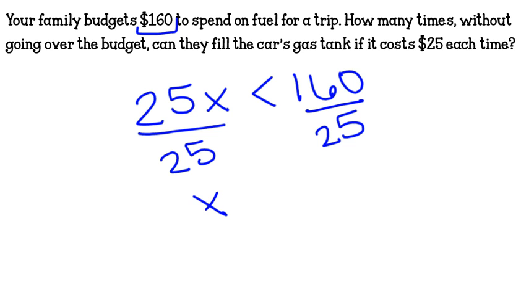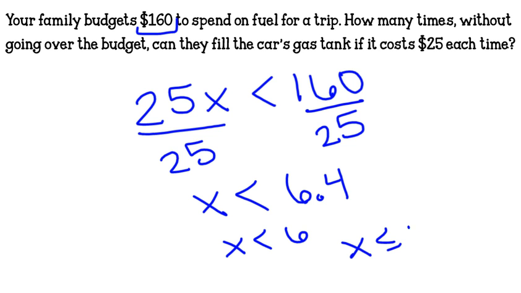And I have X is less than, and I get 6.4 fill-ups. Like when I do 160 divided by 25, that says that I can fill up the gas tank 6.4 times. So I'm going to say that it's X is less than 6. But really it could be X is less than or equal to 6 as well, because that 0.4 allows me to do it at least that 6th time.